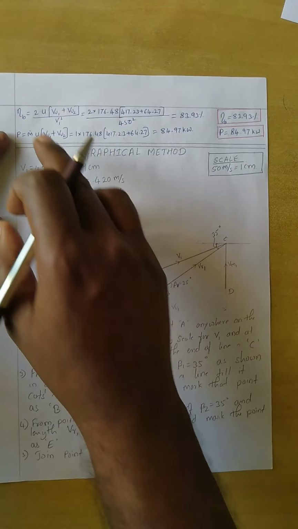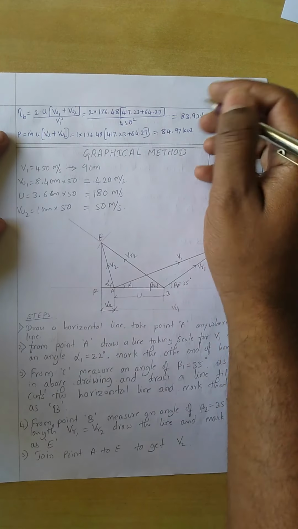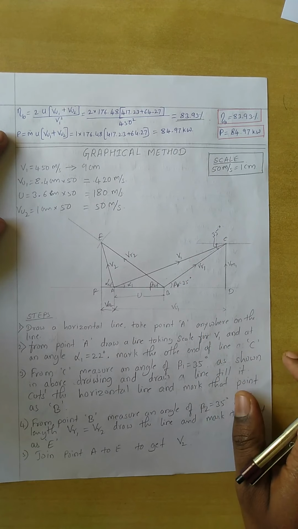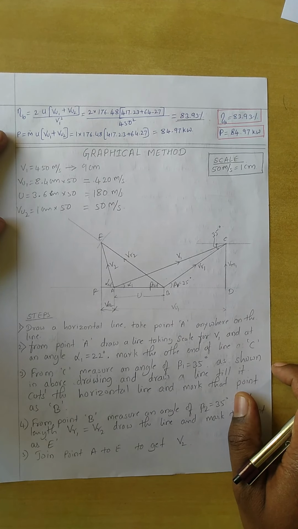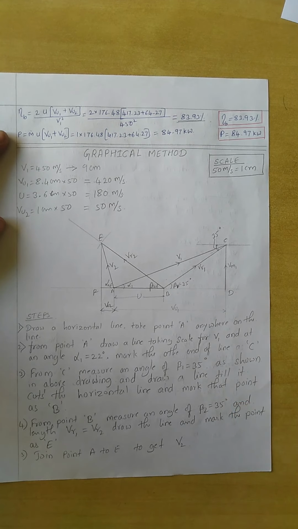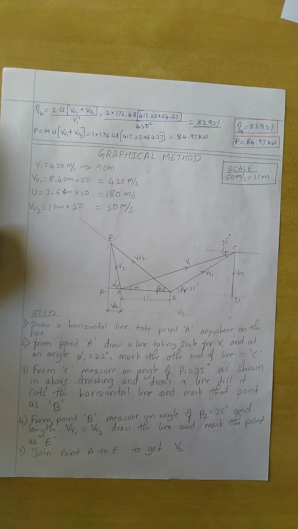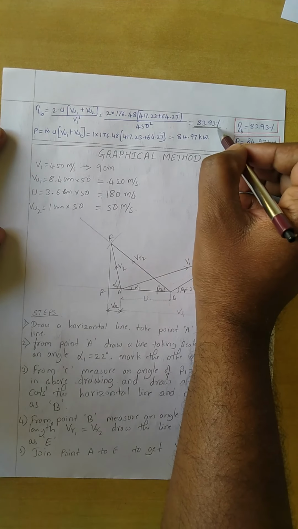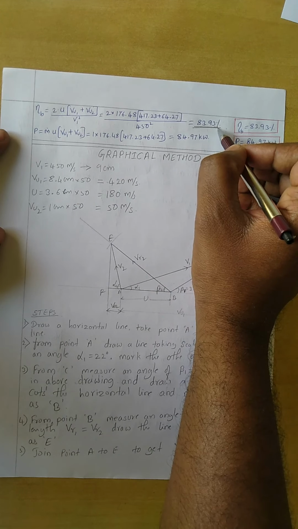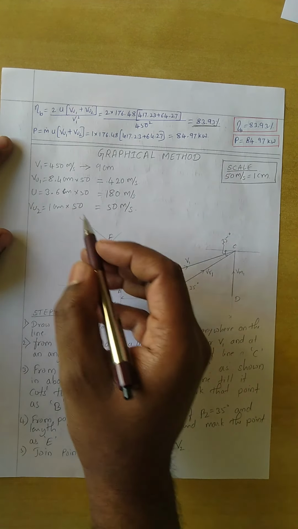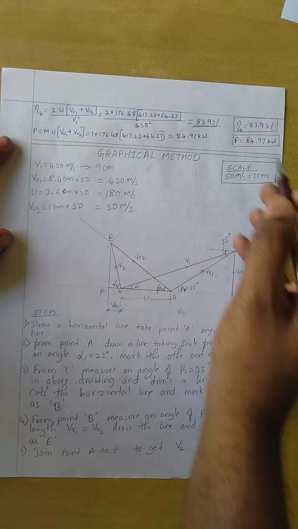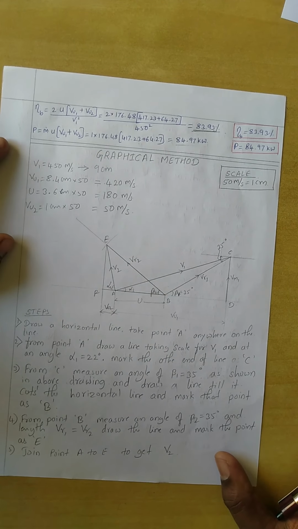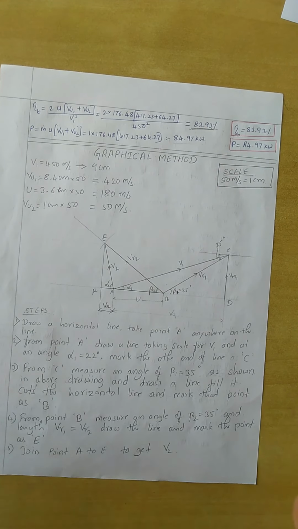We have substituted the values. We got blade efficiency as 83.93 percent. That means of the kinetic energy available from the steam, 83 percent is converted into work. Next, power is 84.97 kilowatt. So we have got the answers using the formulas.